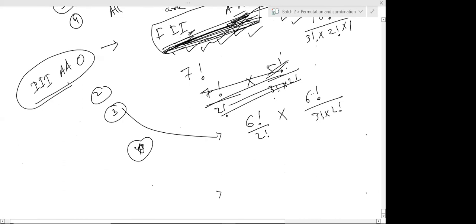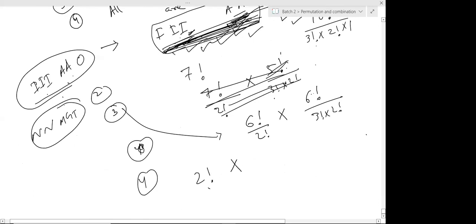In the fourth part, all vowels are together and all consonants are together. 2 bundles. So 2 factorial into, for this bundle, arrangement is 6 factorial upon 3 factorial into 2 factorial. For this bundle, 5 factorial upon 2 factorial. This is the answer.